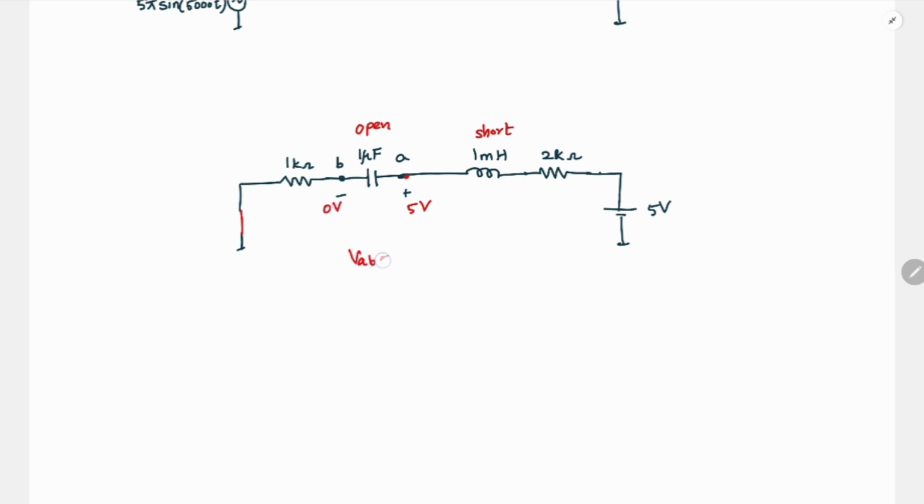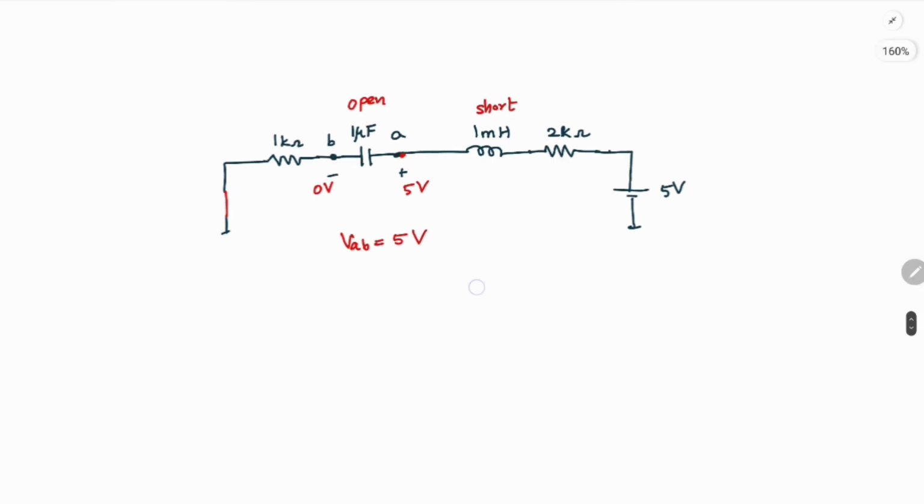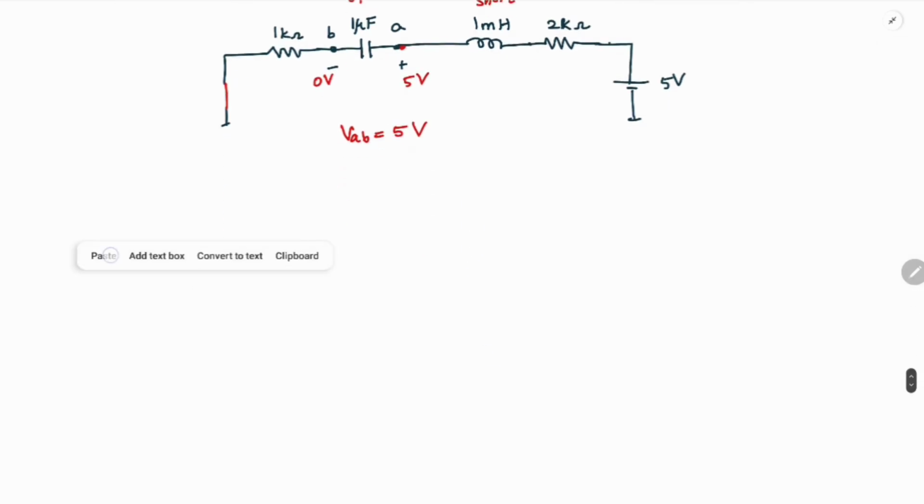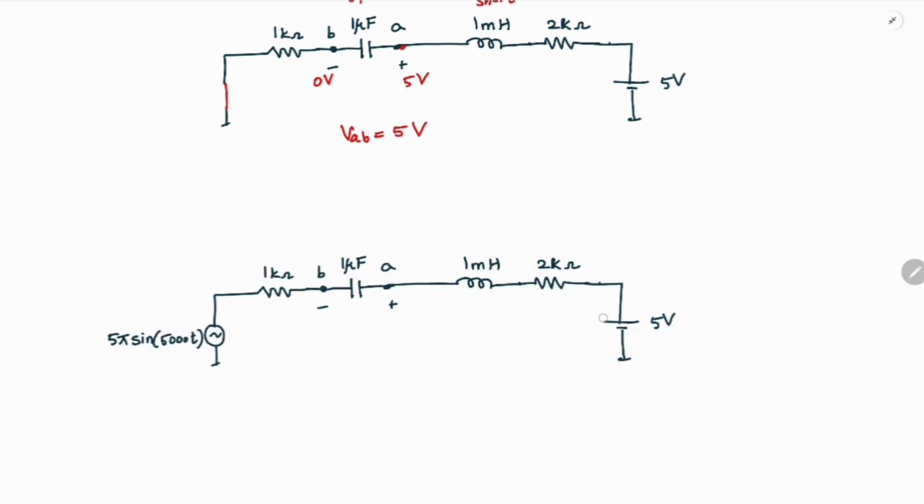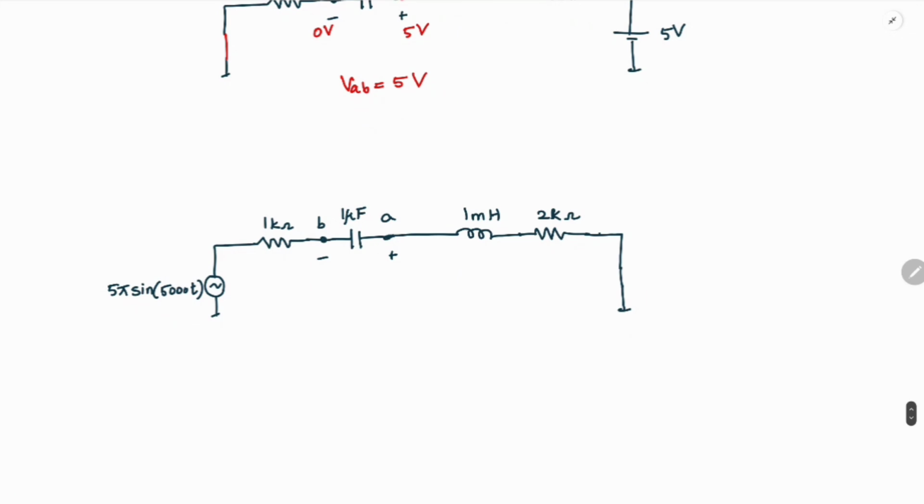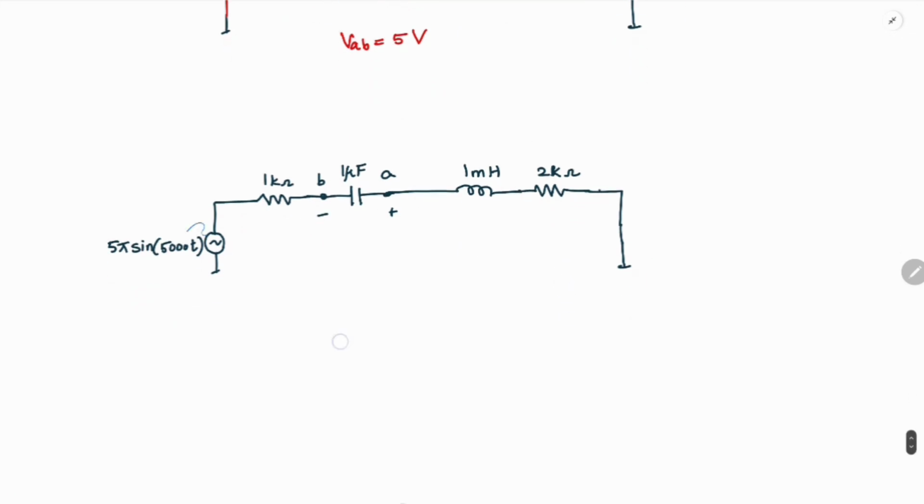So what is VAB here? It is going to remain at steady state of 5 volts, constant 5 volts, right? Now in the other case, what happens? When the sinusoid source is on, this we short. Since it is a voltage source, I am shorting. If it is a current source, you need to open it, right?